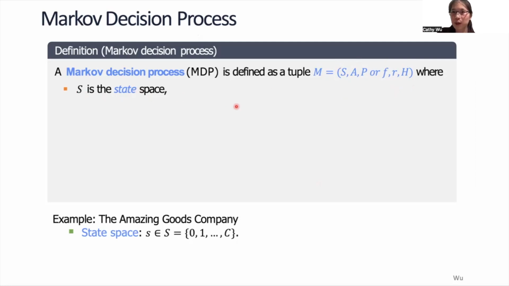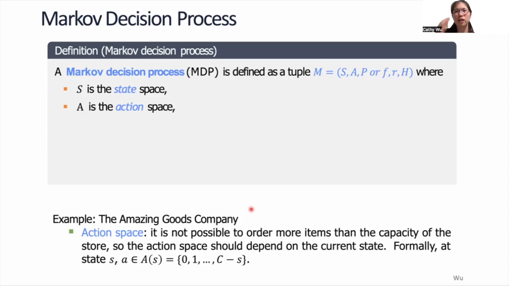In the example of the amazing goods company, the state space would be anywhere from 0 to C. This would be, say, the number of items in stock, okay, of that particular kind of item. C, because we have a capacity in the inventory of size C. And 0, because we can't have a negative value, because we cannot have negative goods.